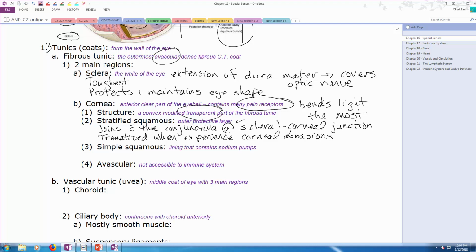So stratified squamous is the source that protects the cornea. Conjunctiva is the source that protects our sclera and keeps things from actually entering into the orbital cavity. Yes? How long would it take to heal an abrasion? The stratified squamous epithelium has a very high regenerative rate. And depending upon the degree of corneal abrasion, 24 and sometimes occasionally 48 hours is all you need.